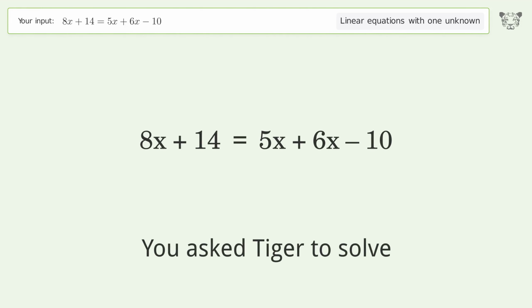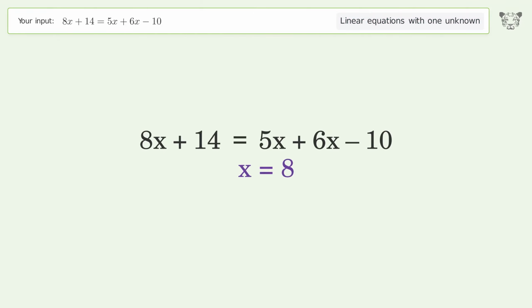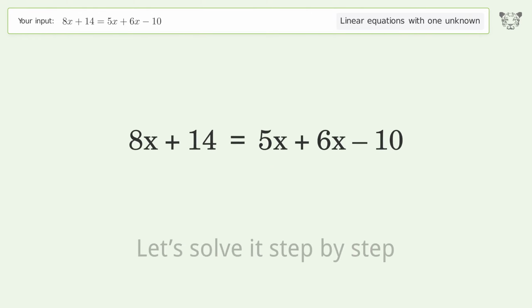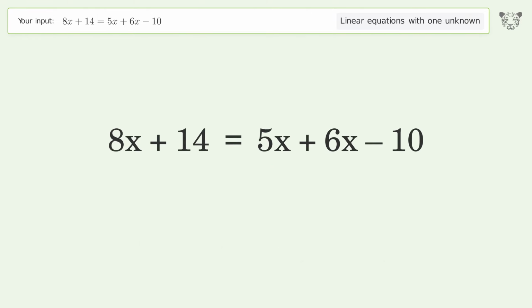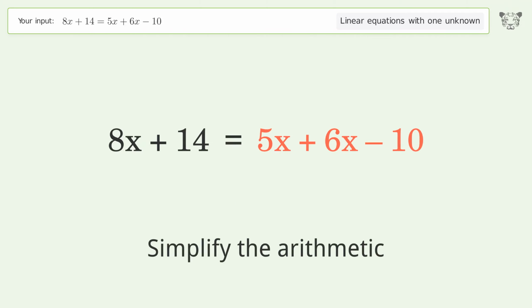You ask Tiger to solve this. This deals with linear equations with one unknown. The final result is x equals 8. Let's solve it step by step. Simplify the expression. Simplify the arithmetic.